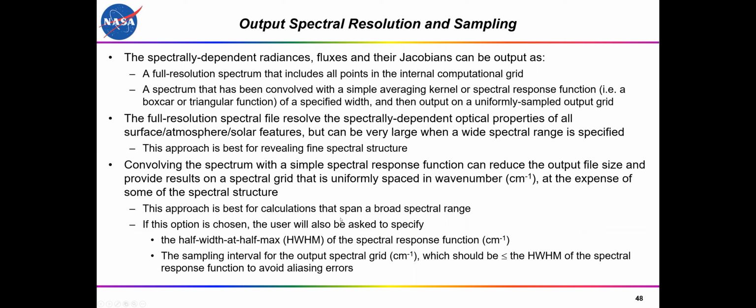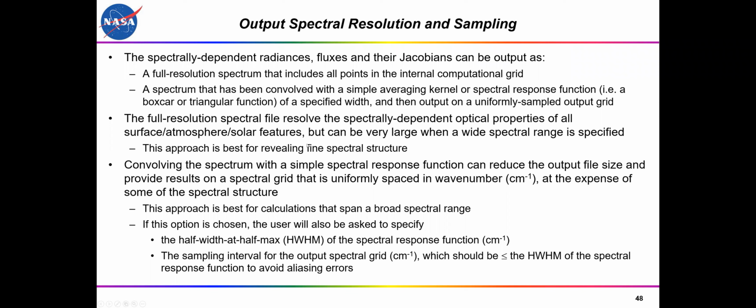Okay, and then you're going to have to tell the code how to sample the output spectrum. You can put out a full resolution spectrum on the internal computational grid, but that's going to be a really big file. This is best used when you have a fairly narrow spectral range. Or we can put out the spectrum that's been smoothed or averaged using an averaging kernel or a spectral response function. Only two types are choices now: a boxcar function and a triangular function. You specify a width, or the half width of that function, and then it'll generate results on a uniformly sampled output grid.